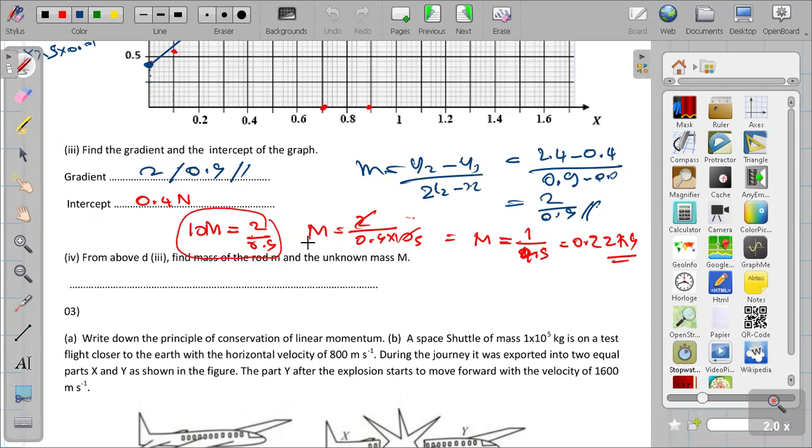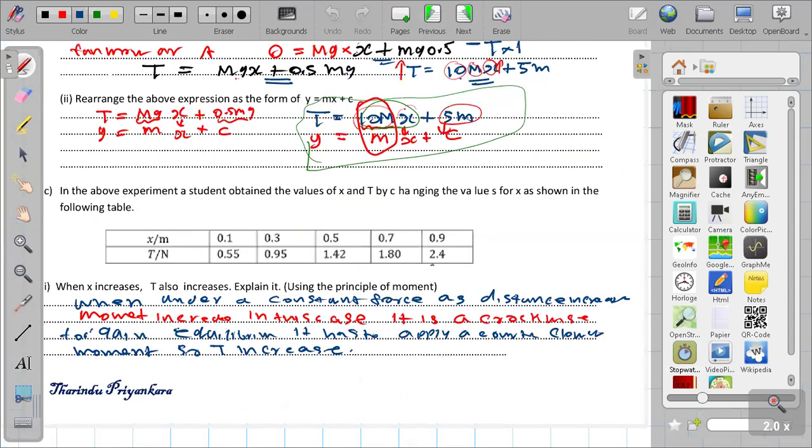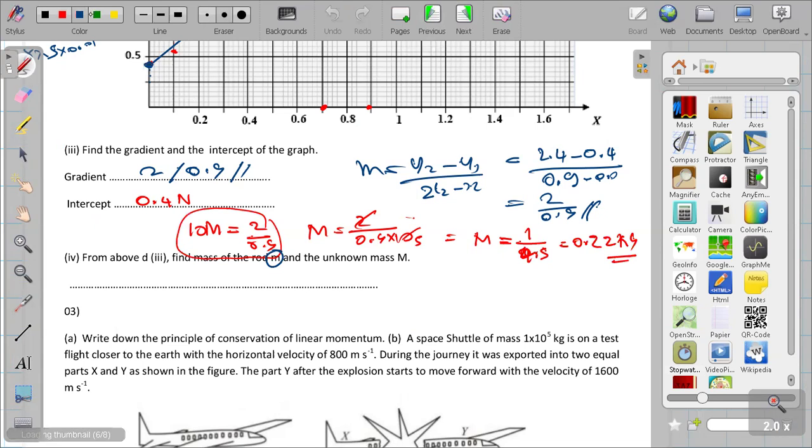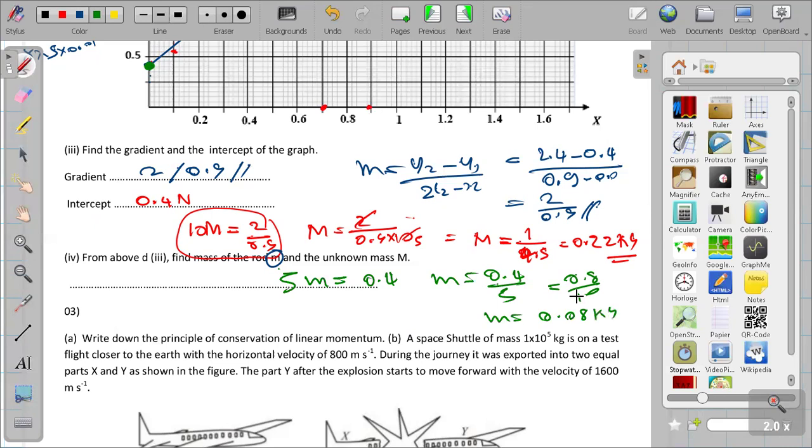Now to find out the small m in the equation, 5 times small m. In that sense, 5 times small m should be equal to what? This value. What is that? 0.4. M equals 0.4 over 5, which is 0.8 over 10. M is 0.08 kilograms. In terms of grams, it is just 80 grams.